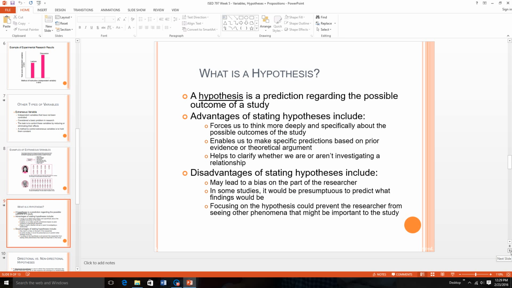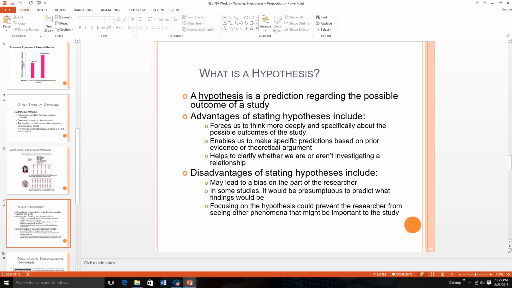So a hypothesis is a prediction about the possible outcome of a study. And there are clear advantages of stating a hypothesis. It forces us to think more deeply about possible outcomes of the study. It enables us to make specific predictions based on prior evidence or theoretical arguments. And it helps to clarify whether we are or aren't investigating a relationship.